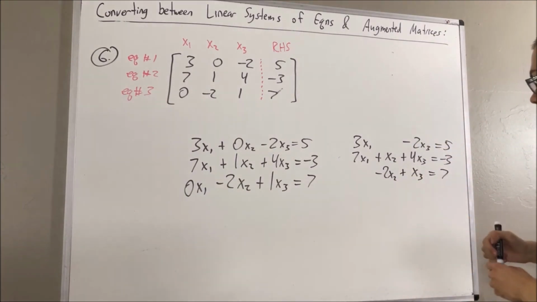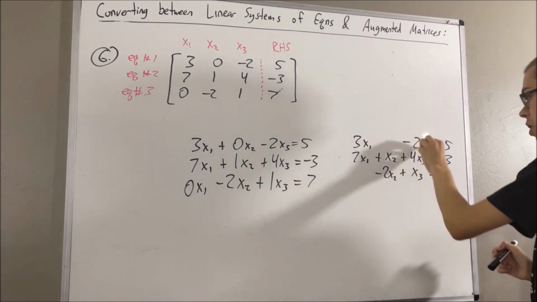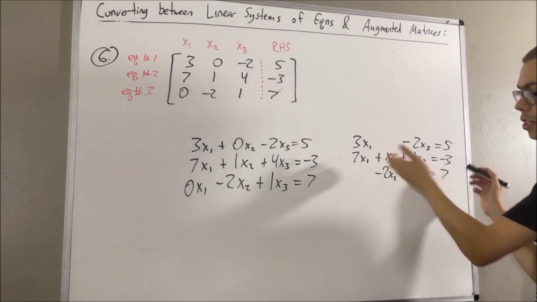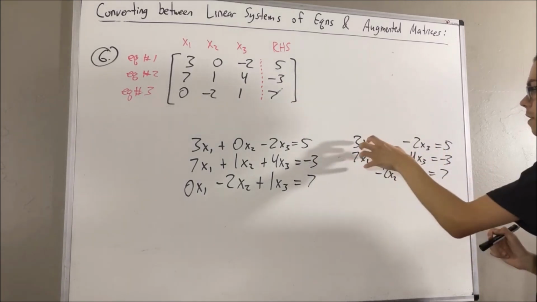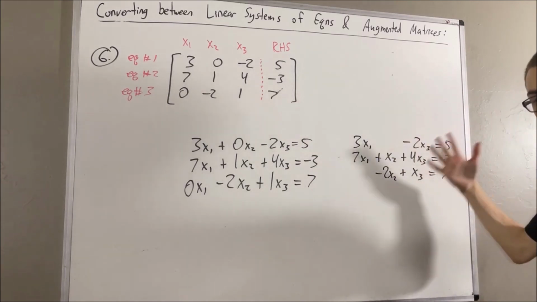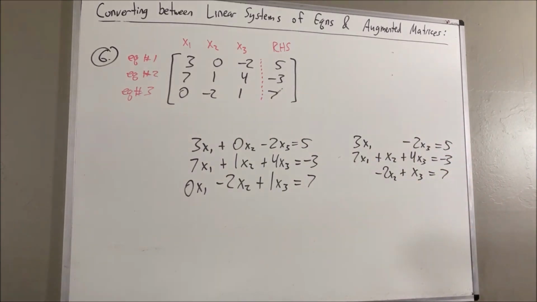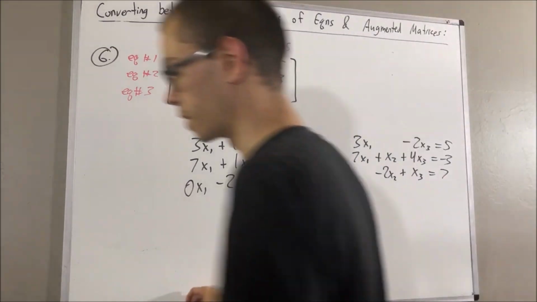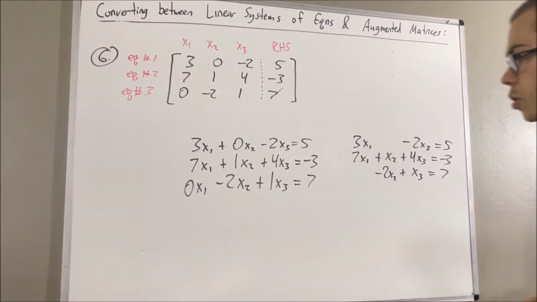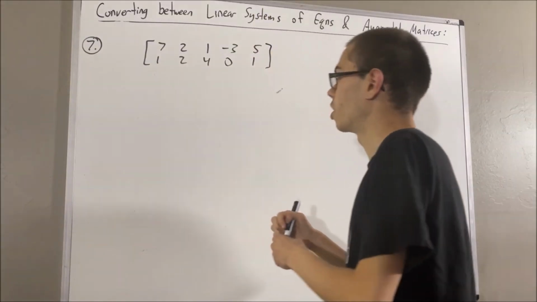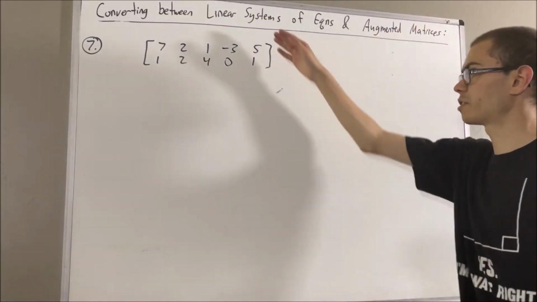Right? So notice I've kept all my variables aligned just because it's a good habit to get into. So yeah, this right here is our linear system of equations. So yeah, that's it for this example. Now let's move on to another example.